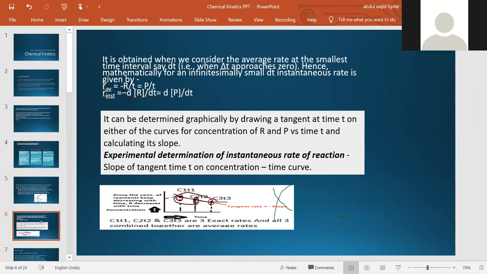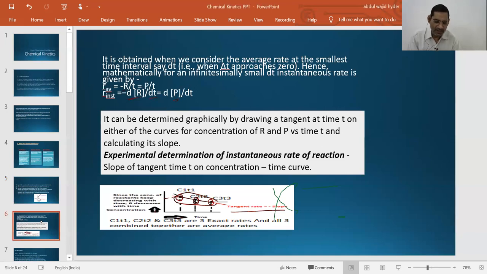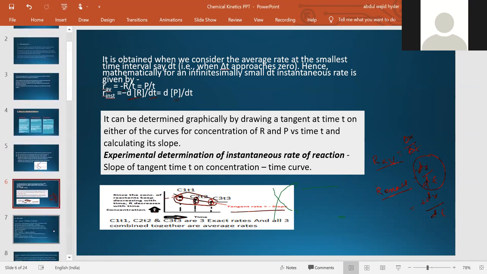And these three exact rates of reaction combine together to form an average rate of reaction. In this way you can express, as I already told you, average rate of reaction and exact rate of reaction. Average rate of reaction will be del X upon del T, and exact rate of reaction will be dx upon dt. If it is reactant, then you will always write minus, and if it is product, then you will always write plus. So that is what exact and average is. This all is already done. More than one exact rates will combine together to form an average rate.